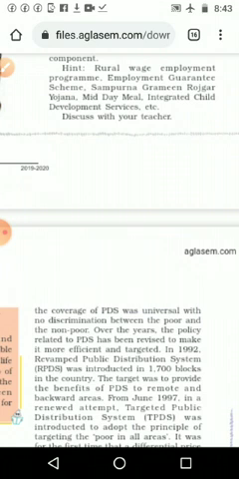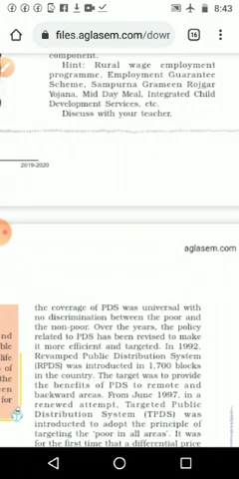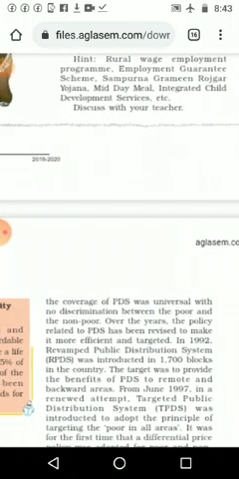Then later it reached other panchayats also. Now maximum panchayats are giving this service under the ICDS program to all people everywhere in Kerala.